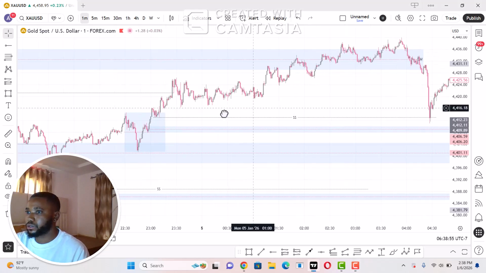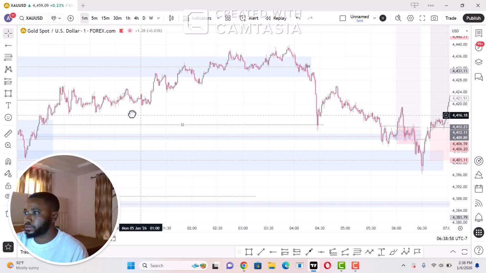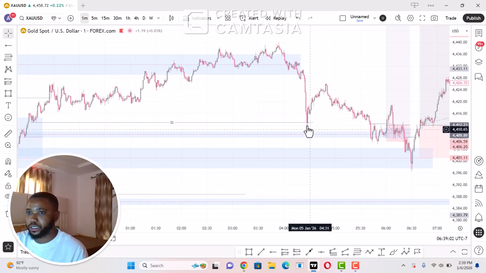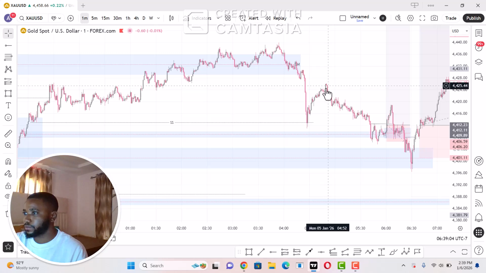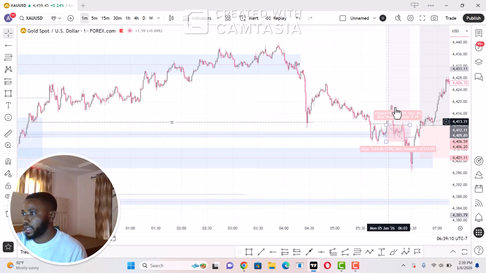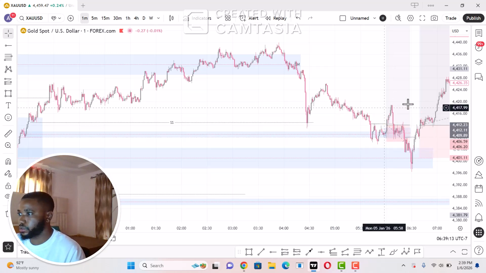Immediately the market gets to the area, and I see this when the market sweeps the liquidity right here. I see the market still creates a last low. This is the main last low before the market comes back down. That's why I took this trade.